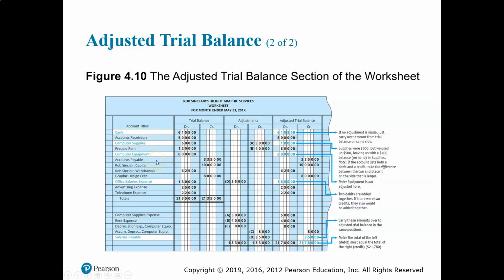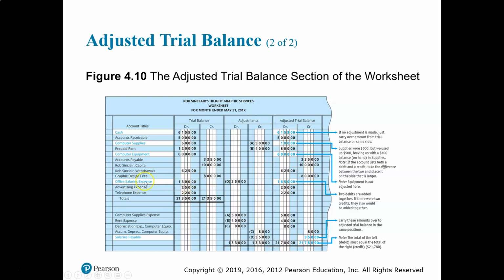Okay, so equipment is not adjusted here, right? Because we said depreciation is put in an accumulated depreciation account and then displayed that way on our balance sheet. Accounts payable was a liability. You just move that credit across. Capital is a credit, you move that credit across. Withdrawals, you move that debit across. Graphic design fees, you move that credit across.